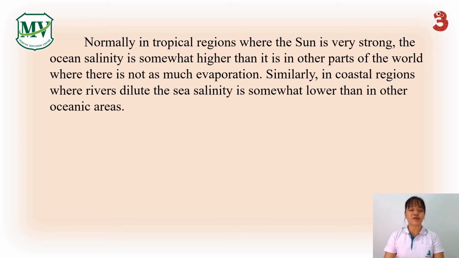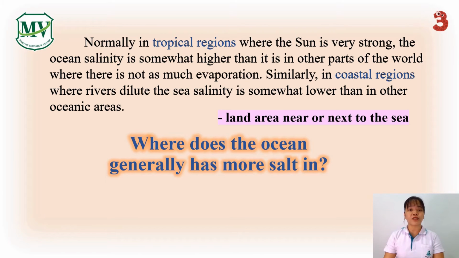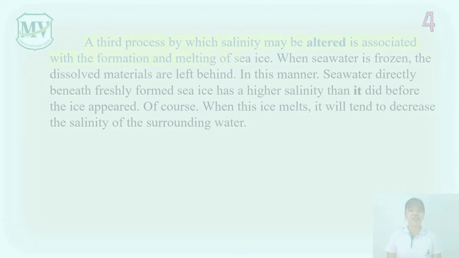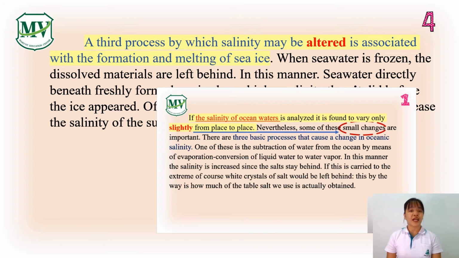While you were reading paragraph 3 a while ago together with the audio, where does the ocean generally has more salt in? The question is where? Correct! It is normally in tropical regions and coastal regions. When you say coastal regions, those land area near or next to the sea. A third process by which salinity may be altered is associated with the formation and melting of sea ice. Remember, in paragraph 1, altered has the same meaning as slightly or small changes.